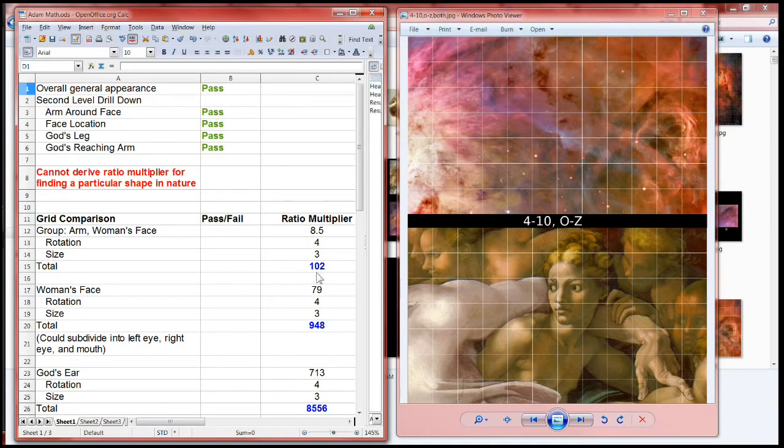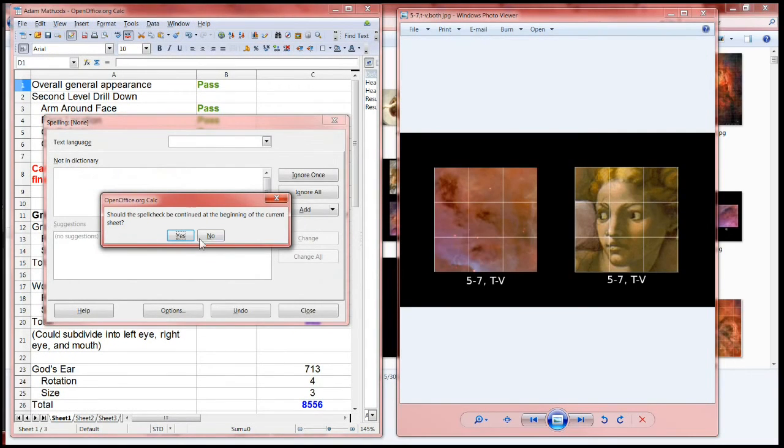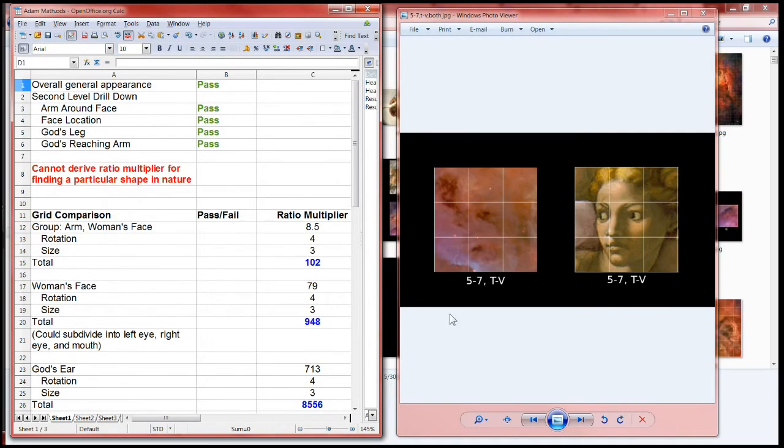Now let's take a look at the woman's face. This is a smaller subsection right here of 5 through 7 and T through V, which equals a 9-grid comparison. As we can see, the general appearance is there. We can see that her face is there. We can see where it starts over here, and we can see where her chin is, same location. We can see where her mouth is, same location.